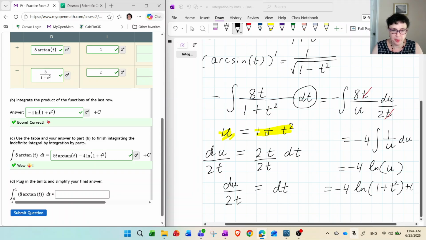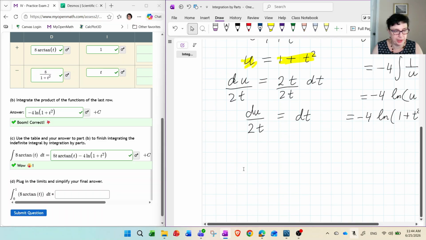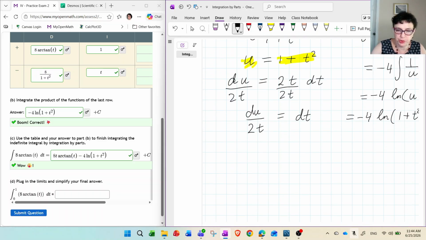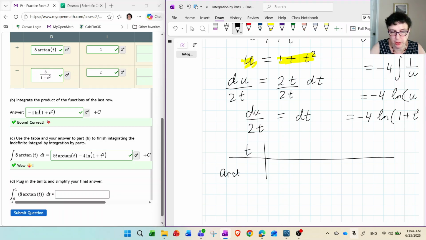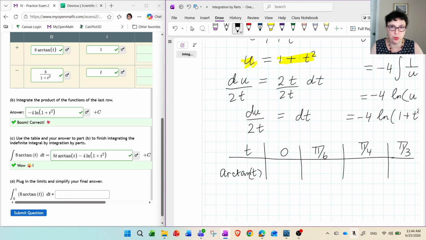Okay, the last part is actually substituting the limits and see what happens. Now, here is what you should know about tangent. Some basic special angles that you should know. So here I'm going to put t, here I'm going to put arctangent of t. Okay, so what happens at 0, what happens at pi over 6, what happens at pi over 4, and pi over 3. We do not go to pi over 2 because at pi over 2 tangent is not defined. Actually, I wanted to do tangent, not arctangent. Hold on. Yeah, okay, so it's just tangent. And then to get arctangent, you just switch the x and the y.